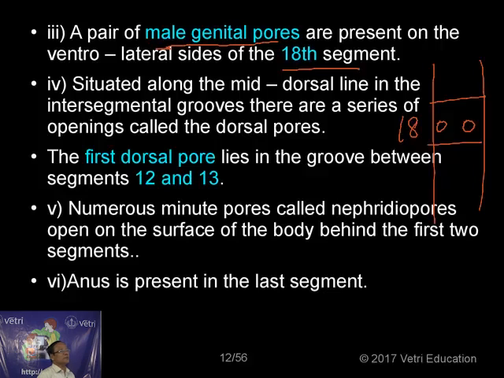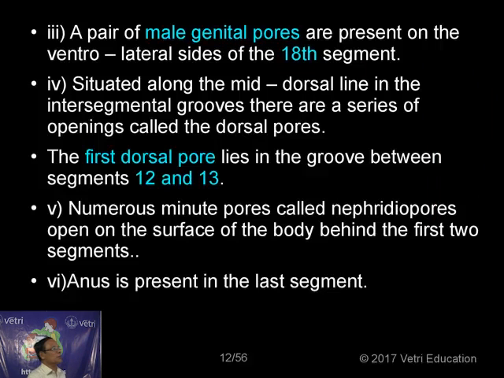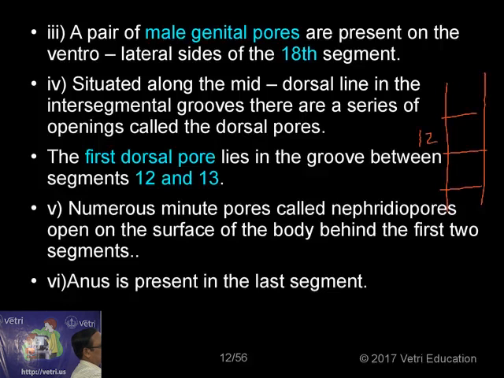Okay, the male genital apertures, the spermathecal apertures, and also the female genital aperture: these three openings are found ventrally. On the dorsal side too, we have certain openings. Small openings are present. This is the 12th segment, and this is the 13th segment, starting from the 12th segment, one in the intersegmental groove.